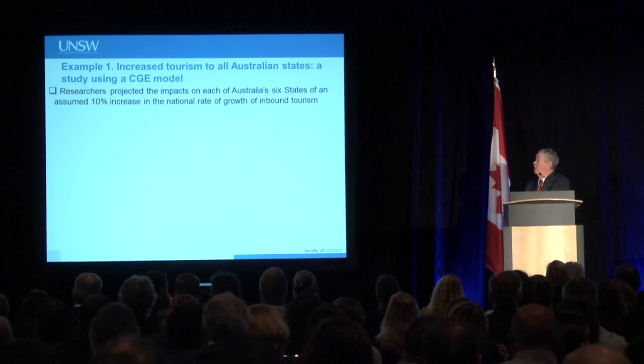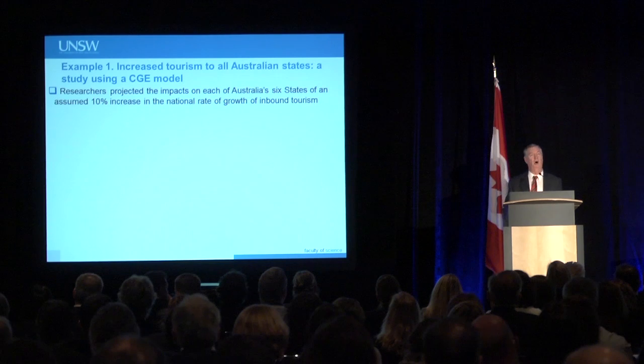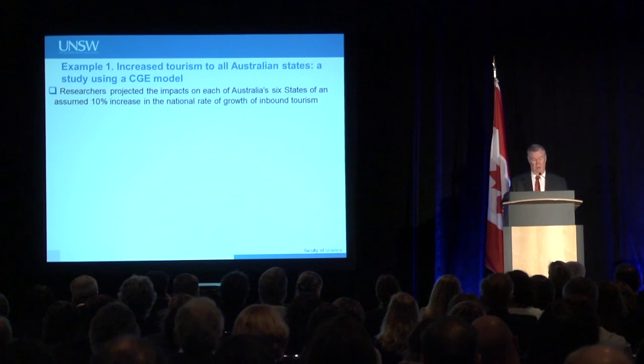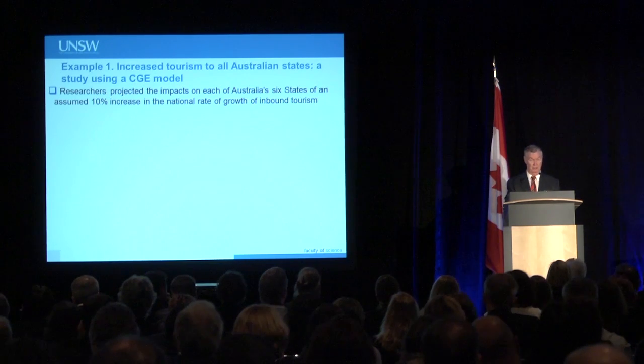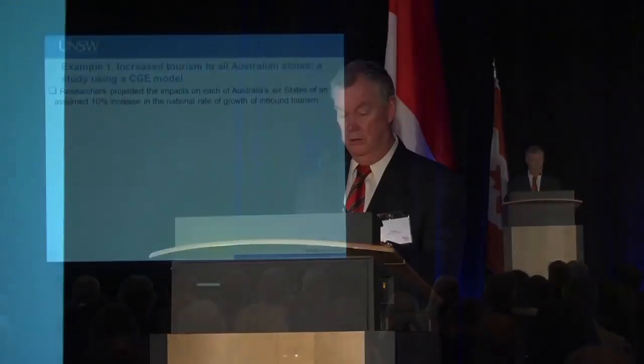I'll give you an example that I like a lot. Suppose we have 10% more tourists coming into Australia and they are allocated across Australia according to existing market shares. So New South Wales gets whatever percentage of those people that it was getting before. Queensland gets the same percentage that it was getting before. Victoria gets the same percentage it was getting before. So there's a 10% increase nationally allocated according to existing market shares.